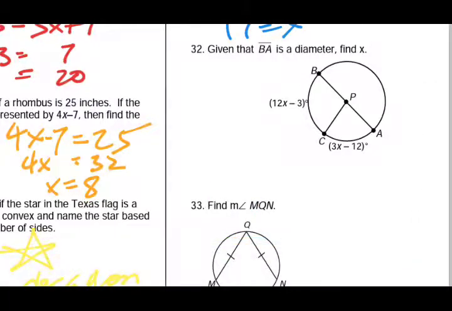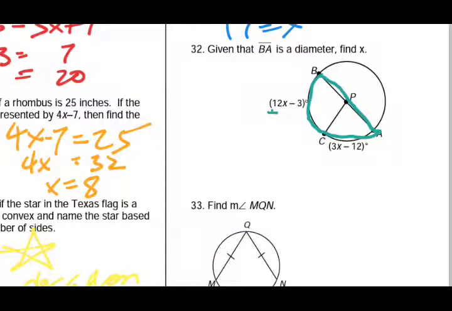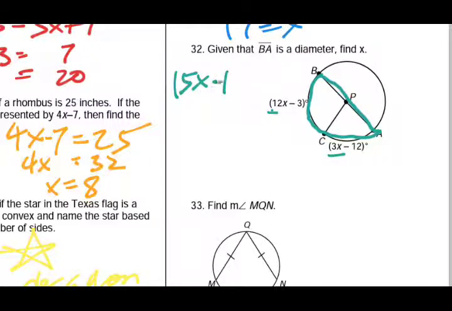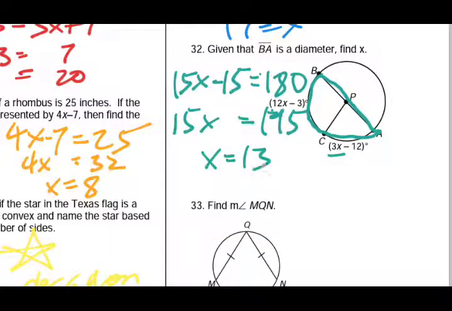Okay, this is diameter, so that means this adds up to 180. So you just add those together. 12 plus 3 is 15x. Negative 3 minus 12 is negative 15 equals 180. So that's going to be 15x equals 195. So 195 divided by 15. That's going to be 13. X equals 13.